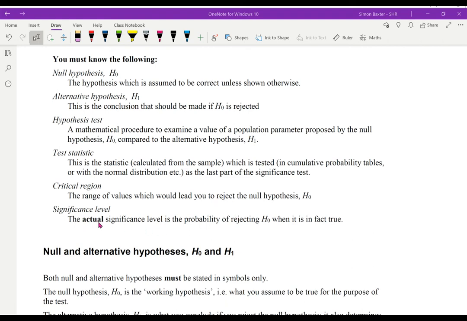The actual level of significance is the probability of rejecting H0 when it is in fact true. These are more important than perhaps you might think. This is the sort of question that your examiner is sometimes keen on asking. What is meant by significance level? What is meant by null hypothesis, etc.